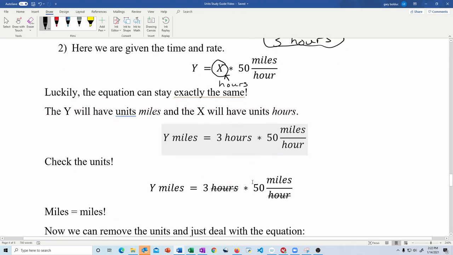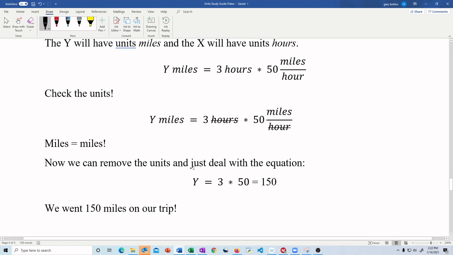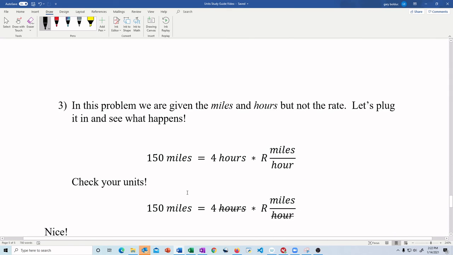Once you've got the setup, double check the units. Hours cancels hours. Great. Miles equals miles. Cool. And then get rid of those units. They're just confusing us. Multiply. We went 150 miles. Boom. So let's try the last one. So this is a little different, right?